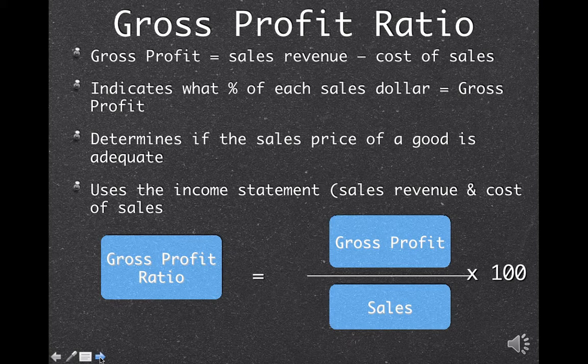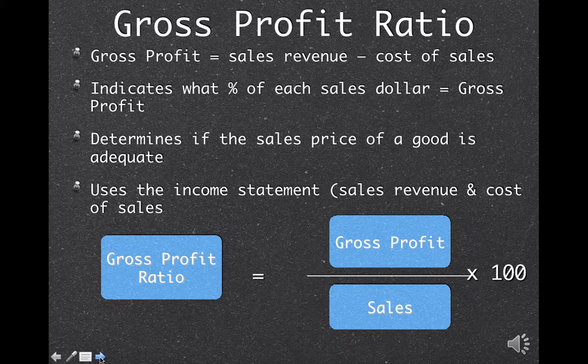So first of all, the gross profit ratio. The gross profit ratio equals sales revenue minus cost of sales. That's how we calculate gross profit. So we take the revenue of sales and we minus the cost of sales. It will indicate what percentage of each sales dollar equals gross profit. Do we think that the sale price that we're using to sell the goods at is a good and adequate one? The information we get is from the income statement.